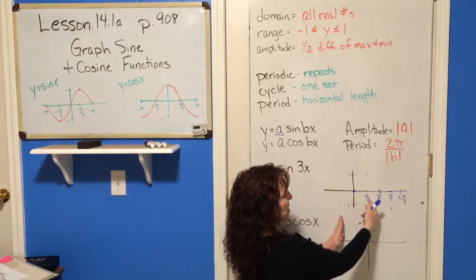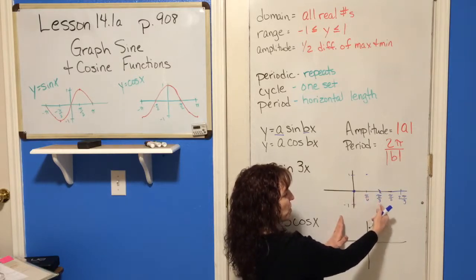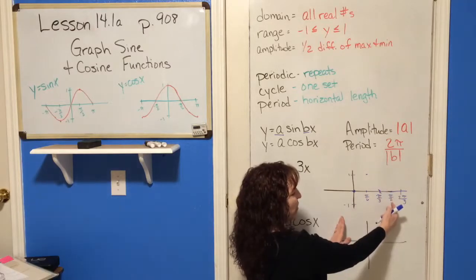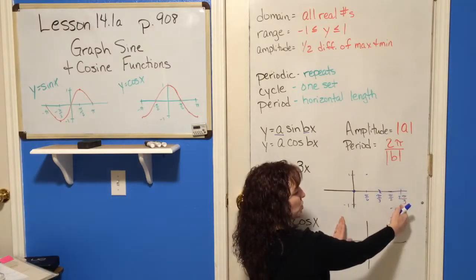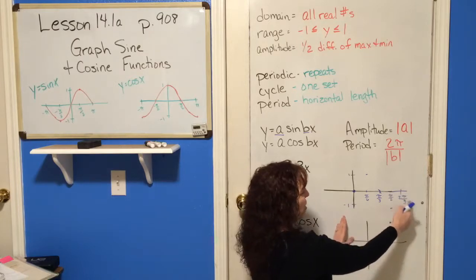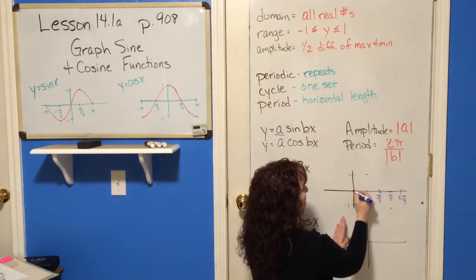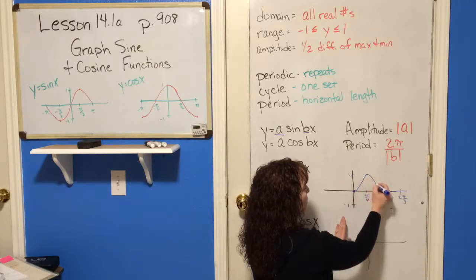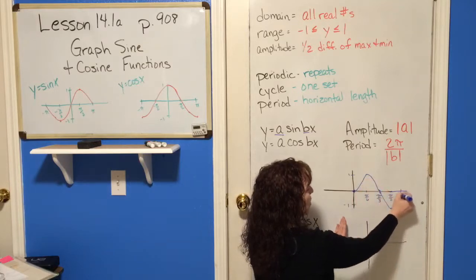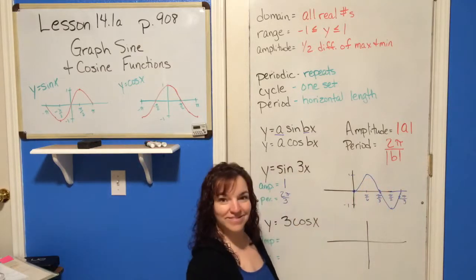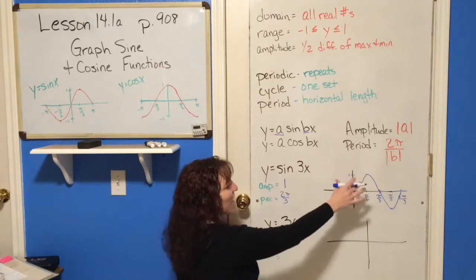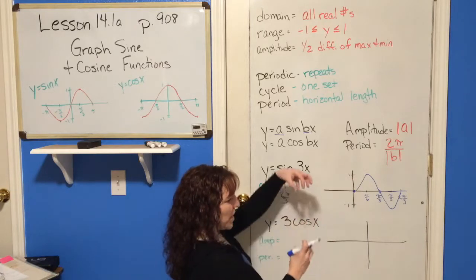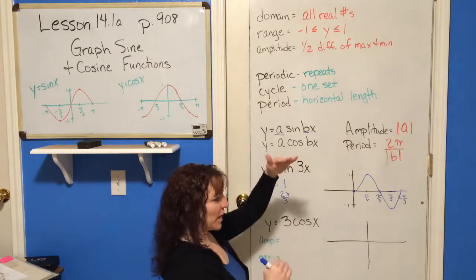So this is pi over 6, this is 2 pi over 6, which reduces down to pi over 3, 3 pi over 6, which reduces down to pi over 2, and 4 pi over 6, which reduces down to 2 pi over 3. So this is where we get our values, and then we simply graph. We're going to go through here, through here, and end there, and we're done. Okay?